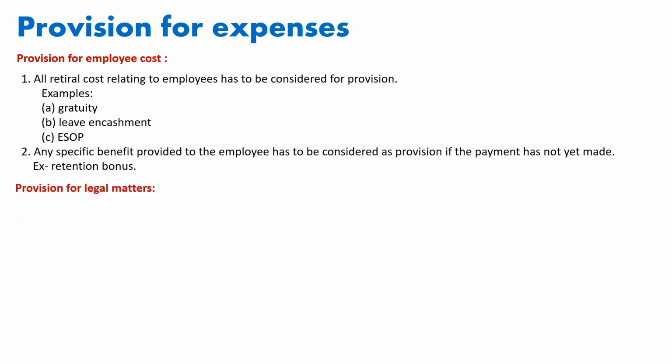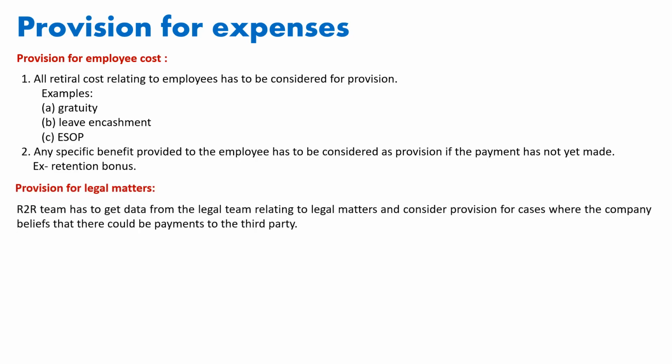Provision for legal matters. The R2R team has to get data from the legal team and, if required, consider provision for cases where the company believes that there could be payment to a third party. Then in that situation, you have to make the best estimate as per the cases filed by the customers or by any third party. You have to estimate and take a provision for it.